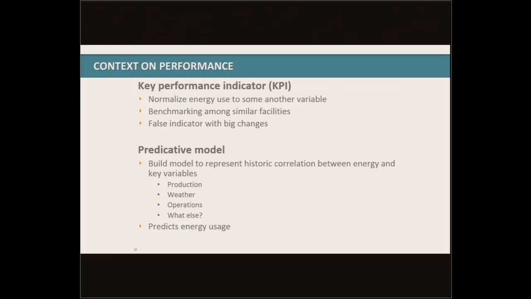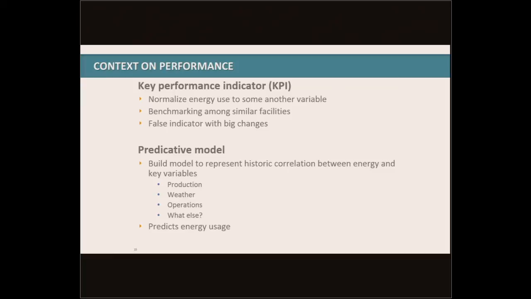Could be production, probably weather is going to be a component, whether dry bulb, wet bulb, your operations, operating schedules, and then what else? What else is an energy driver at your system? Being able to identify those and then be able to see which ones have an effect on your energy use that can be pulled into this predictive analysis.